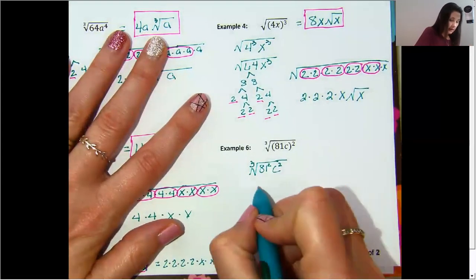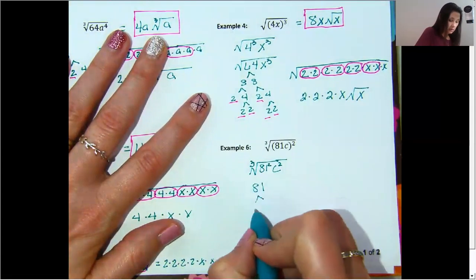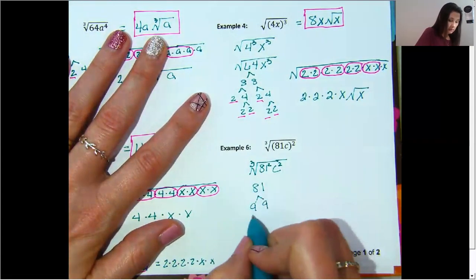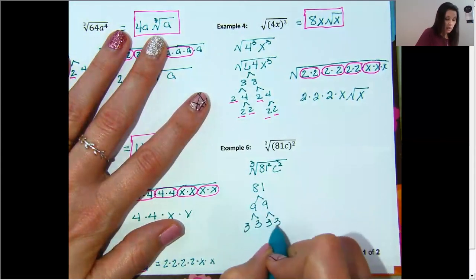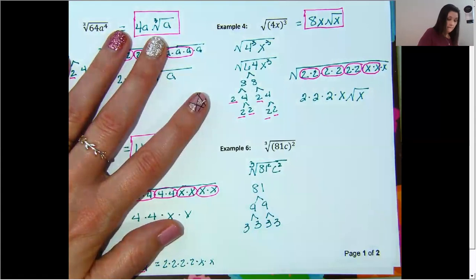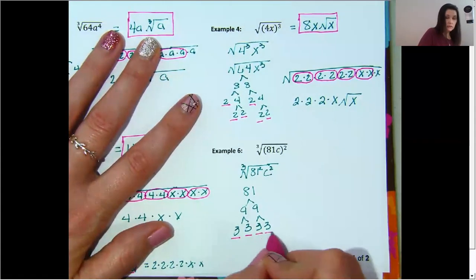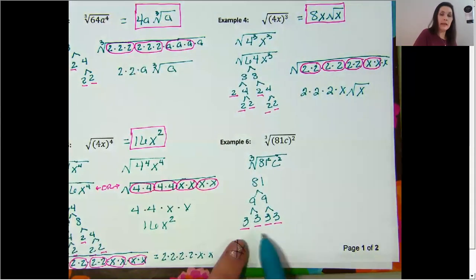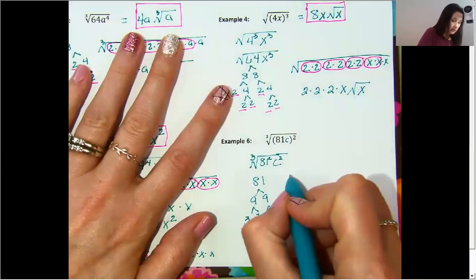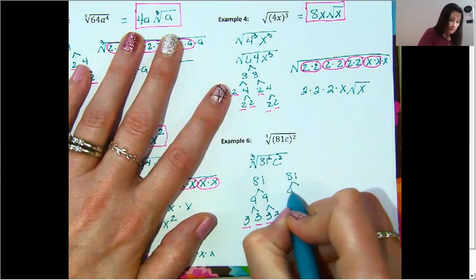So if I take 81, 9 and 9, 3 and 3, 3 and 3. So I have 4 threes. If I were to do this again, if I were to factor out 81 again, I would end up with 8 threes. Now, if it helps to factor it out twice, you can.